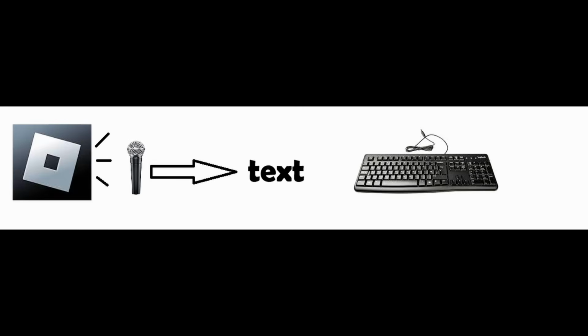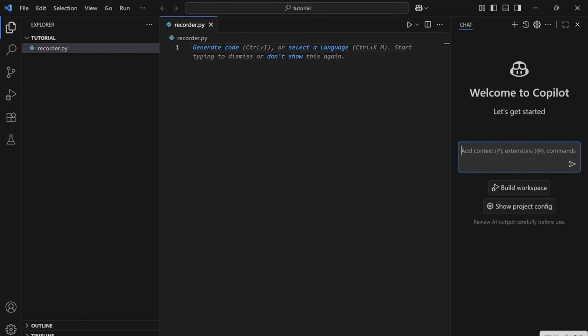If you watched my last video, you probably already know that our approach to making this is to first record Roblox's output audio, transcribe it into text, then type it out. So the first thing that we need to do is make the program to record our desktop audio for a few seconds. To do that, we're going to be using the PyAudio module in Python.